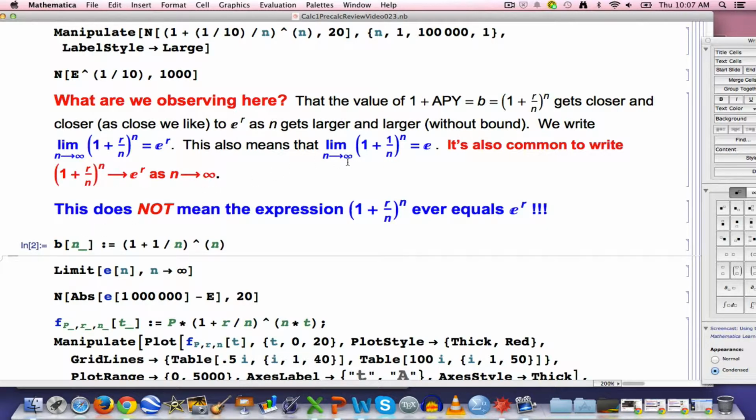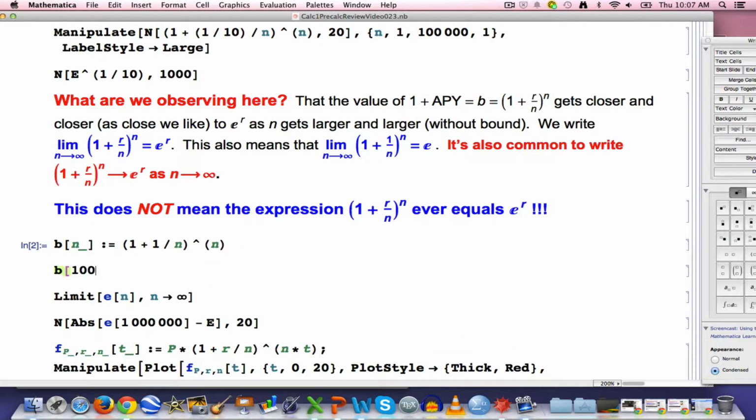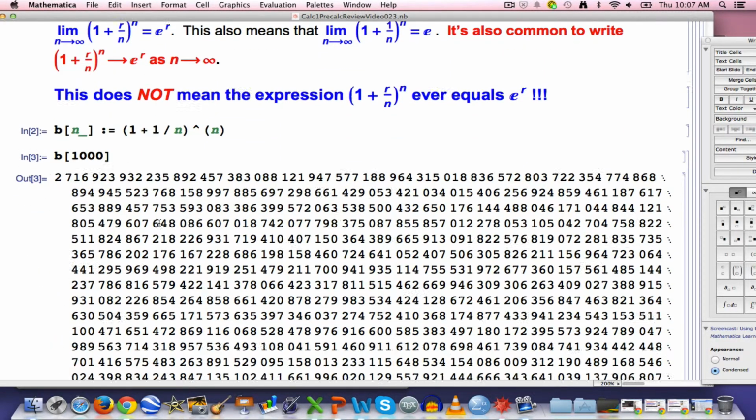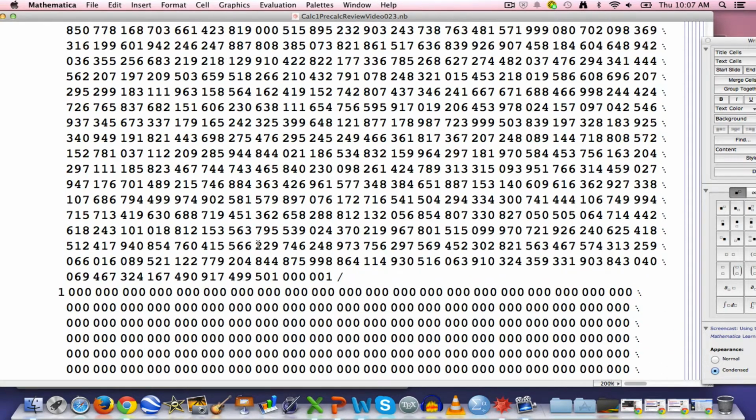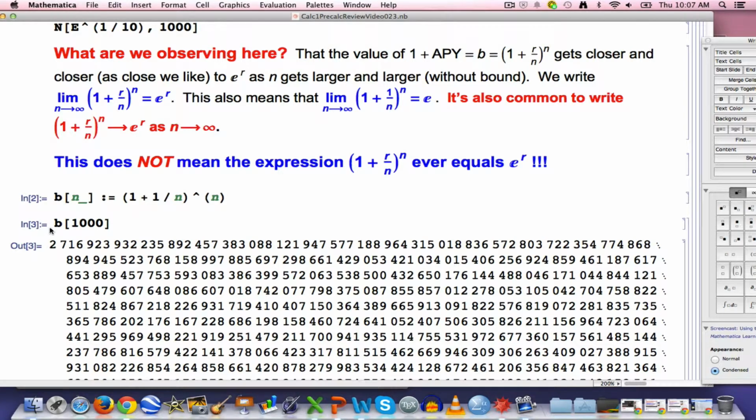It's not equal to e, so I probably shouldn't use the letter e there. It represents b, the annual growth factor, 1 plus r over n to the n power. As a function, I can now plug things into the function, like 1,000. It's a humongous fraction there. There's the fraction bar, by the way. Let's get a numerical estimate for that.